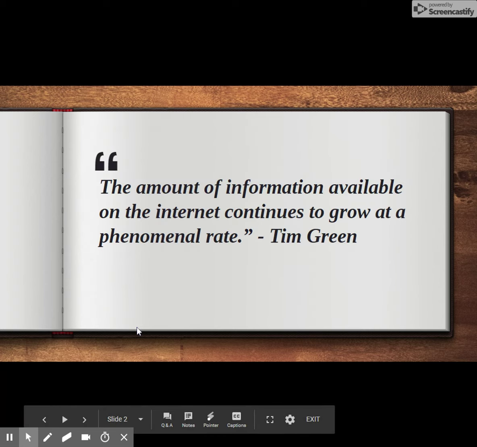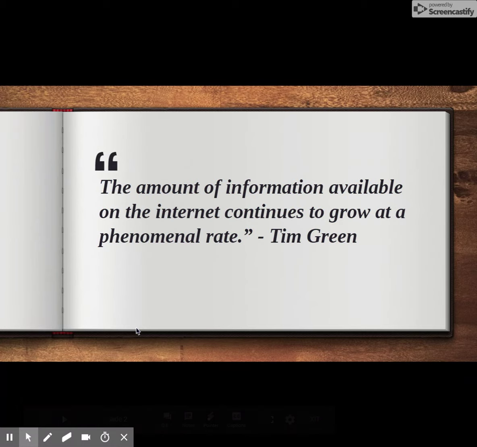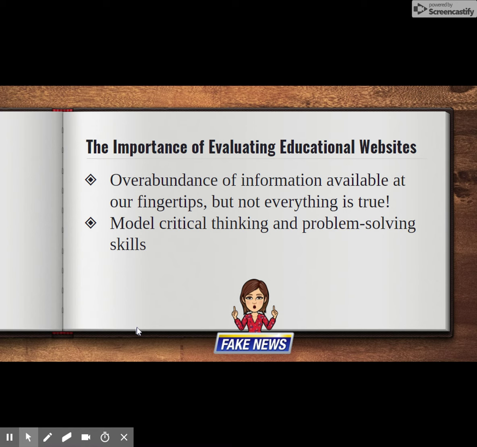Dr. Tim Green says, the amount of information available on the internet continues to grow at a phenomenal rate. According to various sources, including Dr. Tim Green and Philadelphia University, there is now an overabundant amount of information available at our fingertips, and that amount continues to grow rapidly. Unfortunately, not all sources are reliable, and being able to access the higher quality information is getting harder to filter through.